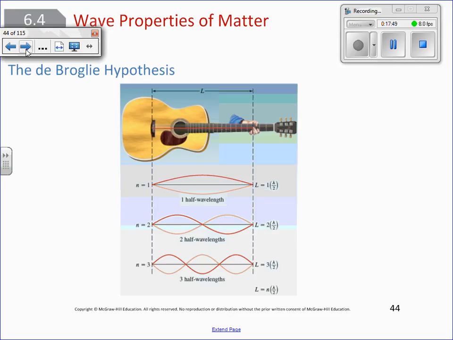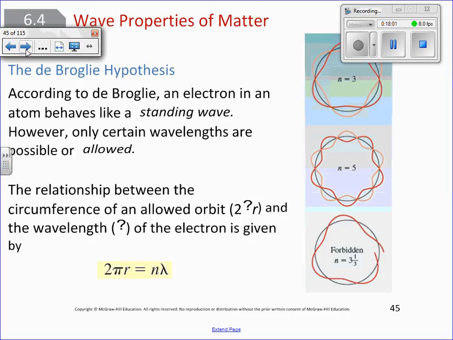Well, his hypothesis, de Broglie's: an electron in an atom behaves like a standing wave. Only certain wavelengths are allowed. The relationship between the circumference of the allowed orbit, 2 pi r, and the wavelength lambda of the electron is given by 2 pi r equals n times the wavelength, where n is a positive integer. So n is 3 is allowed, n is 5 is allowed, n is 3 1/3 is not allowed. It's got to be a positive whole integer.